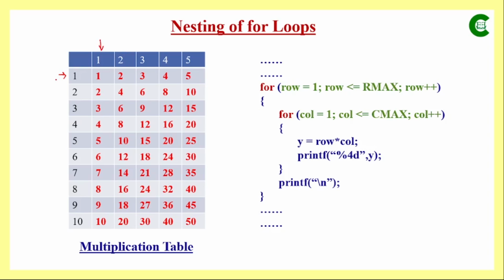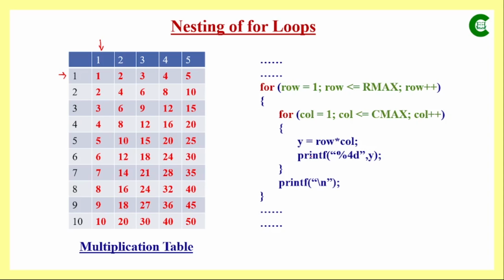So now the row number 1 and column number 1, again it will check for execution of this inner loop. So column is 1 and that is less than, here the maximum value is 5. Now it will come inside the body of this inner for loop. So row number is 1, column number is 1, so 1 multiplied by 1, here the output variable will be 1, and that will be printed.